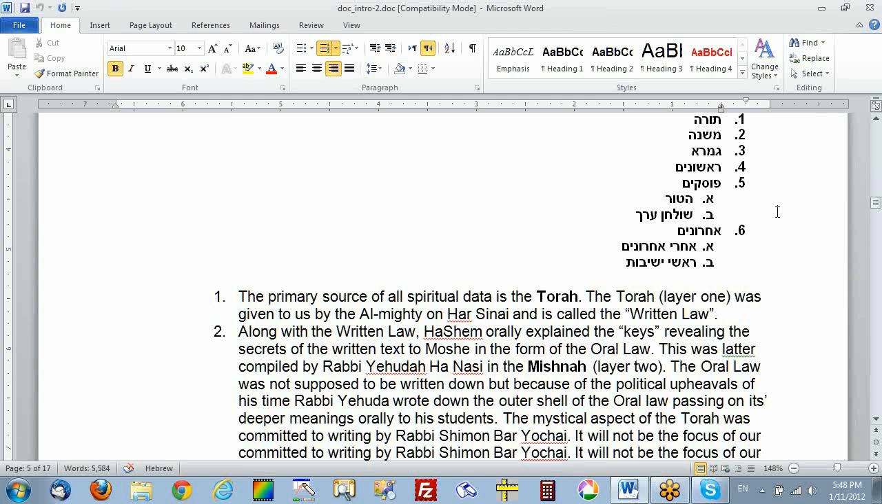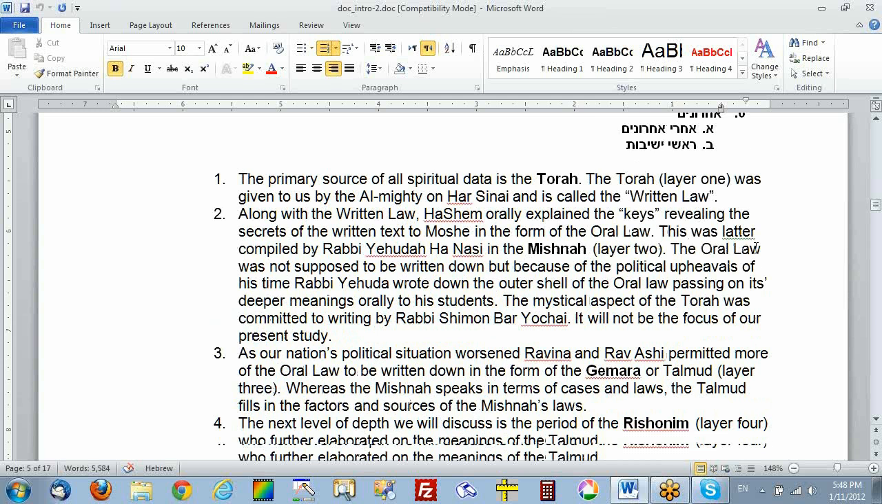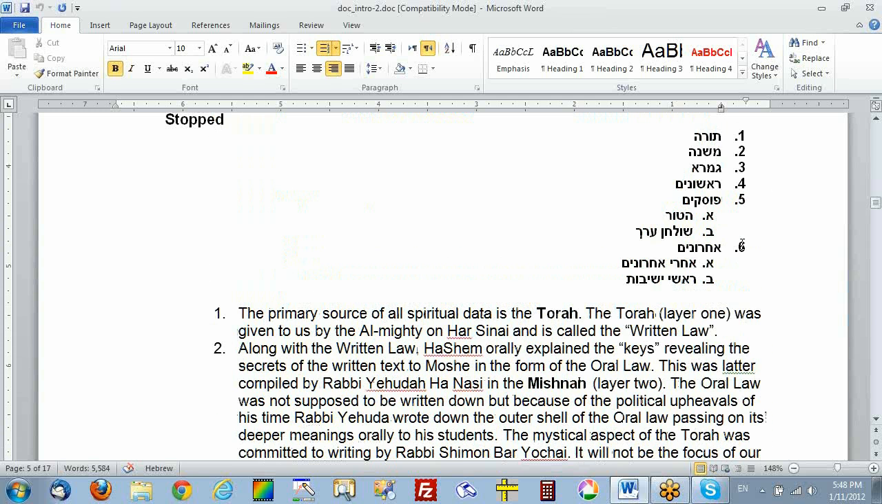So again, I explained here the levels that we're going to go through.